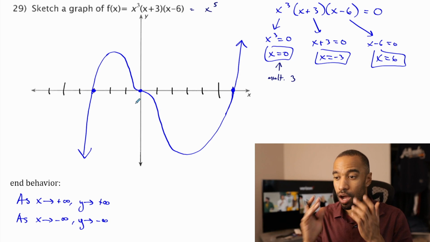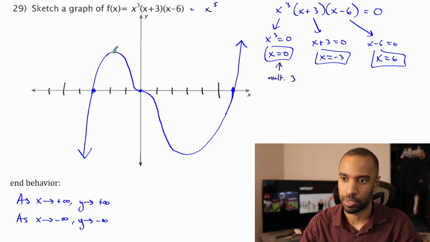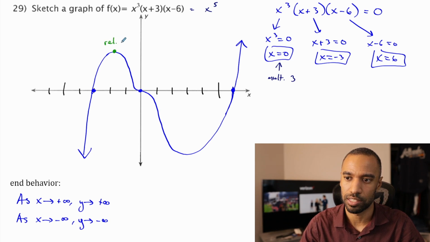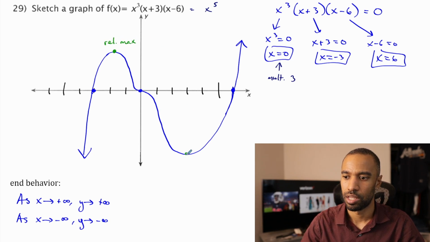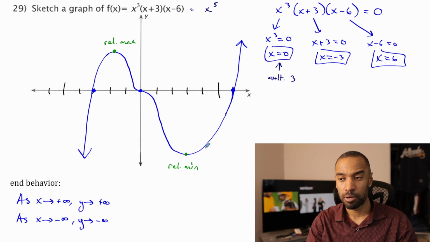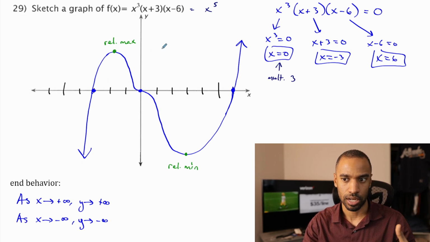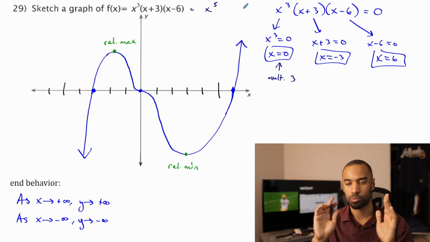Okay. I'm trying to think what else we talked about. For example, this is what's known as a relative max or a local max. This is known as what's called a relative min or a local min. There is no absolute or global maximum or minimum because it goes up forever and it goes down forever. This is not an absolute min. It goes lower than that. This is not an absolute max. It goes up higher than that. So there's no absolute max or min.